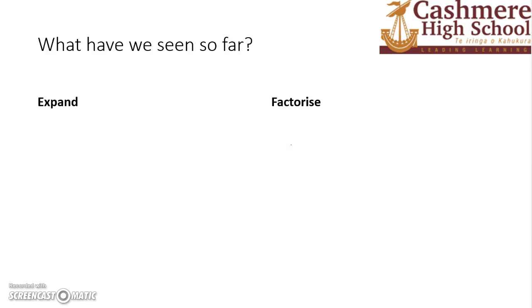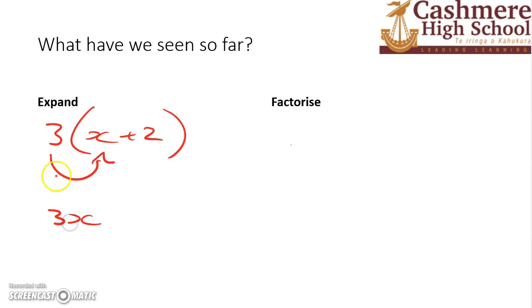Let's remind ourselves that expanding and factorising are the opposite of each other. So let's take an example. It goes brackets 3 multiplied by x plus 2. We've done this sort of thing before. We go 3 times x and we get 3x, and we go 3 times 2 and we get plus 6. And that was expanding, and we're pretty comfortable at that.